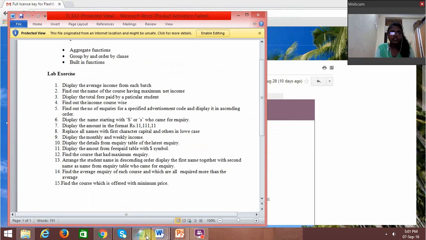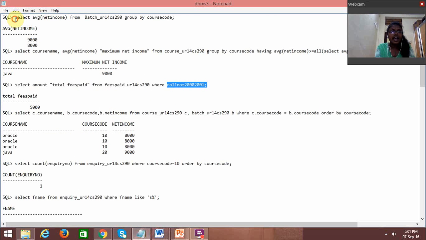Now this is the code. Select average net income from batch, table name, group by course code. So this would give us an average income according to the course code, because every student has to select different course code. So according to course code, it would group together and give us an average net income.